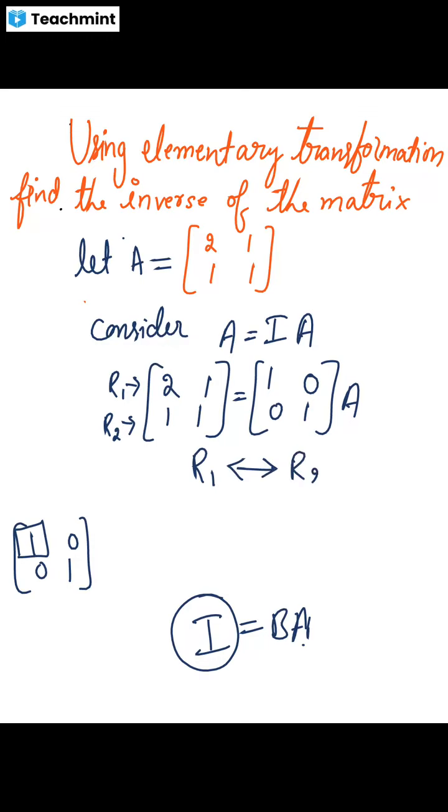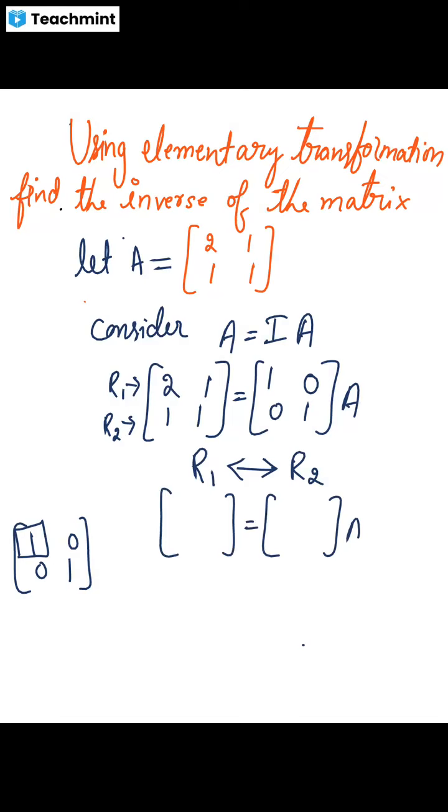In elementary operations, we can consider any operation. So we interchange row 1 and row 2, that is, row 1 becomes row 2 and row 2 becomes row 1. So row 2 elements are 1 1, row 1 elements are 2 1. Here also row 2 elements are 0 1, row 1 elements are 1 0.